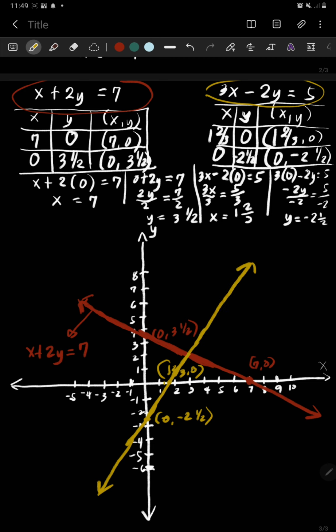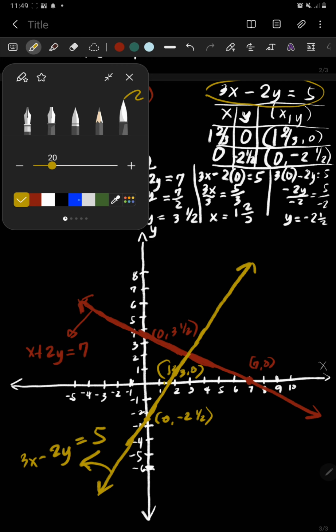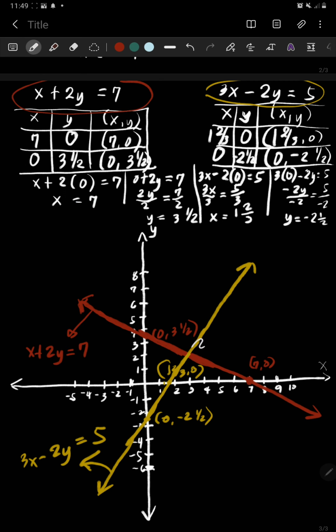As you can see, they have an intersection. Don't forget to label. This is the line 3x minus 2y equals 5. So here, just identify the intersection. The intersection is at 3, 2. Therefore, the solution set is 3, 2. You could check your answer, class, by substituting the values of your ordered pair.